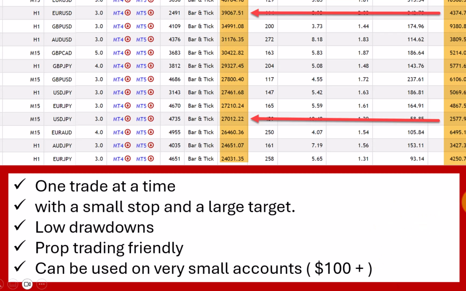And we often get asked all those questions. Have you got a prop trading EA that can be used on a small account? Have you got a low drawdown EA? Have you one that has nice tight stops and large targets? Do you have one that only trades one trade at a time? And here we have it. Beautiful EA that has been produced.